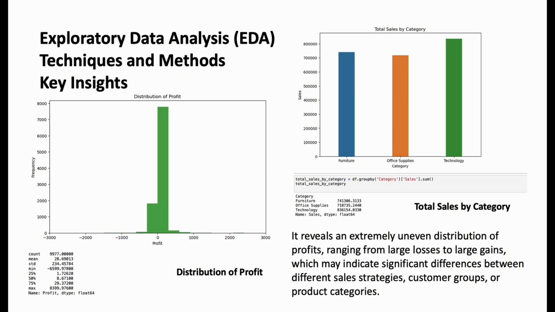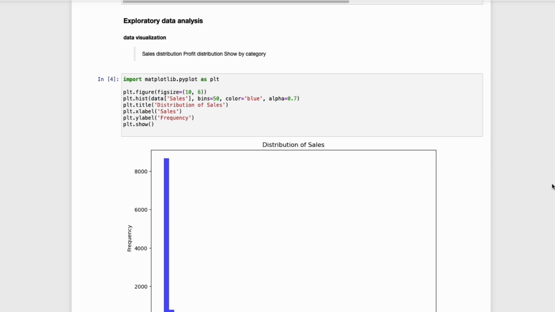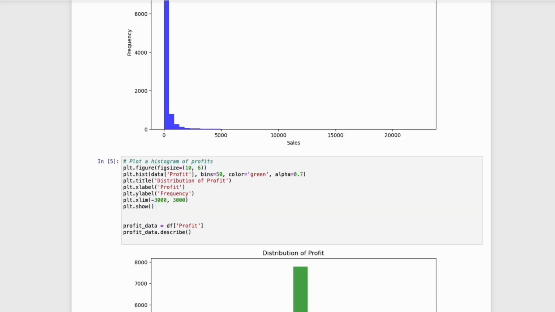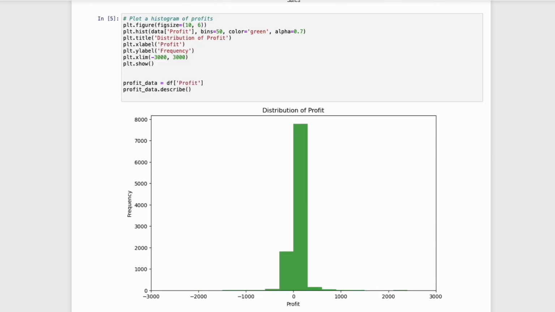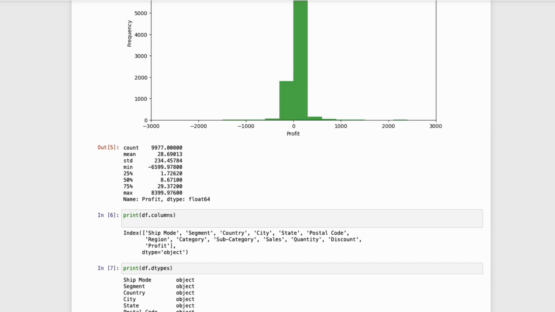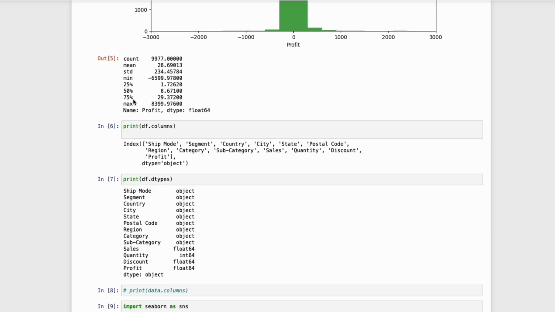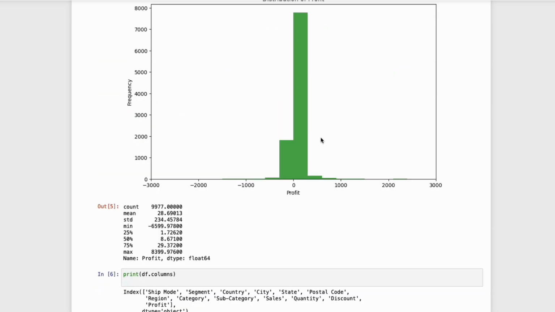Exploratory data analysis. In this part, it shows the distribution of profits and the total sales by category. Specific details are as follows. We can also use a description to see the data on the graph in numerical terms.